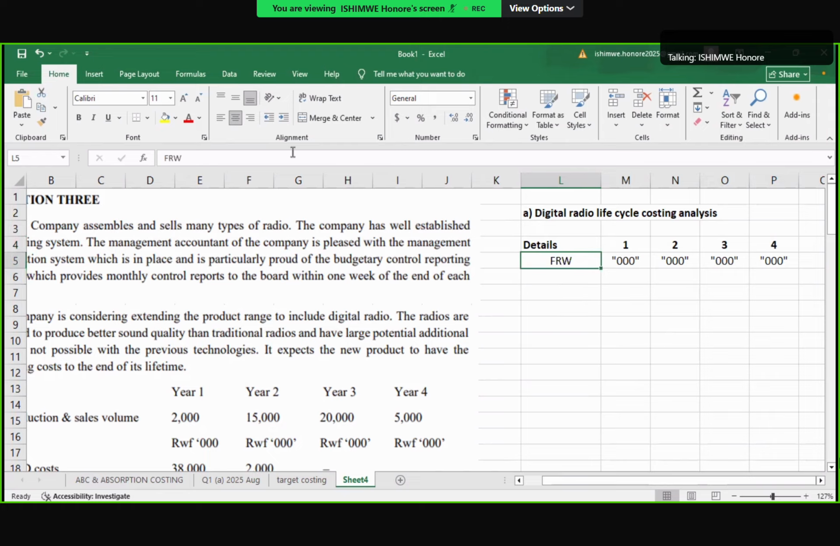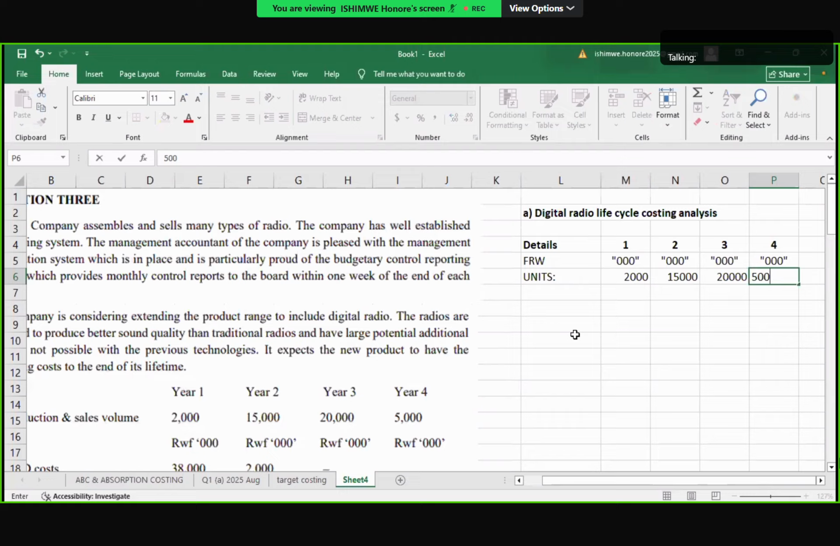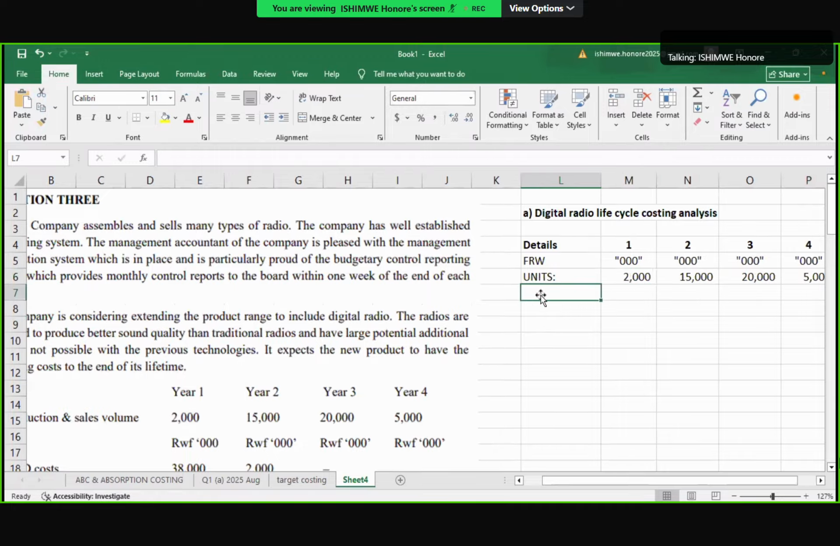Now let's go to units. We put here the units you are producing in each year. Here it is 2,000, and here we are producing 1.5, sorry, it is 15,000. Sorry, 1.5 is 15,000, and here it is 20,000, and here it is 5,000. Okay, this is 5,000, and now we need to put.